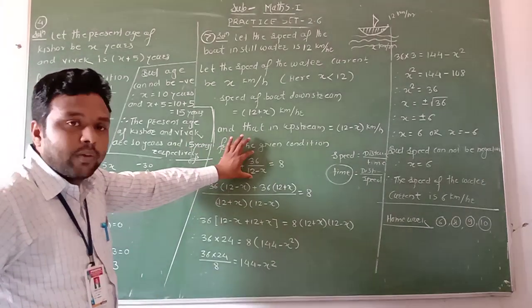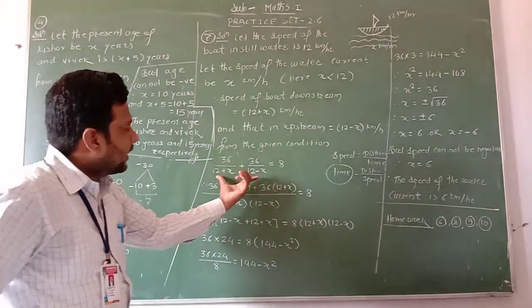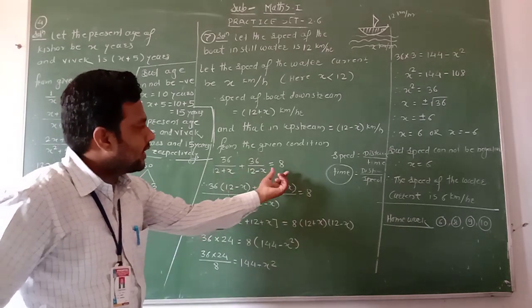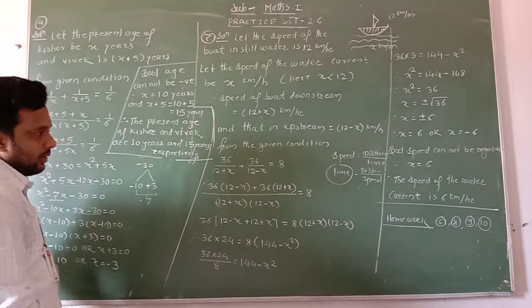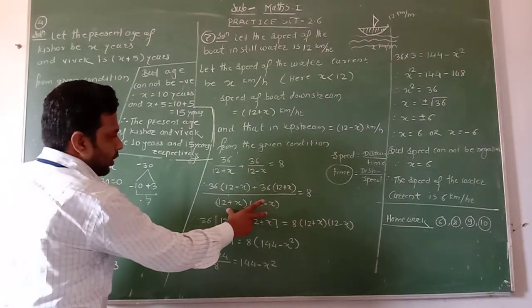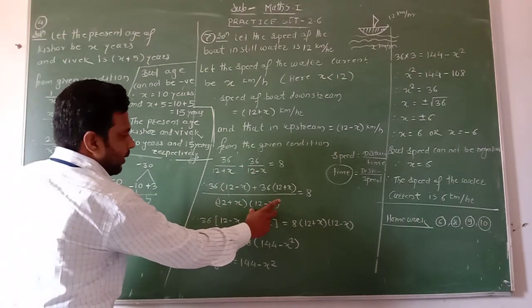This is the time taken by the boat upstream. Total time taken to travel the distance is equal to 8 hours. Okay, now we solve this equation. First we do the multiplication of the denominators, 12 plus x and 12 minus x.